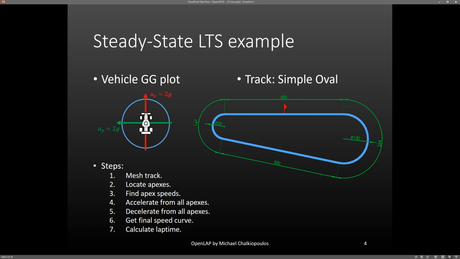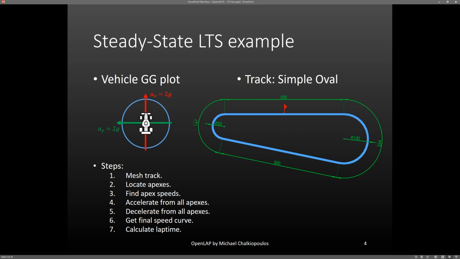With these four basic steps in mind, let's now solve this example problem. We are given a vehicle with a cylindrical GGV plot, which just means that it collapses and becomes a circular GG plot. This in turn means that the vehicle can accelerate at any point towards any direction with a maximum value of 2G. Now we are told to run this vehicle at a very simple oval and calculate the lap time. So how do we start?